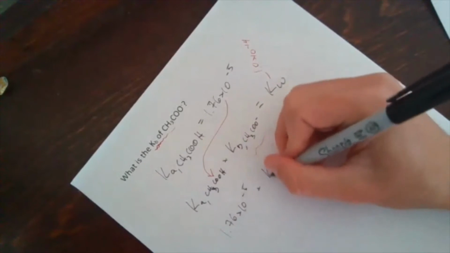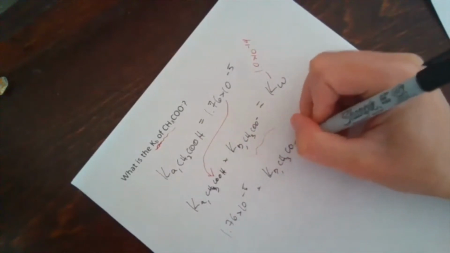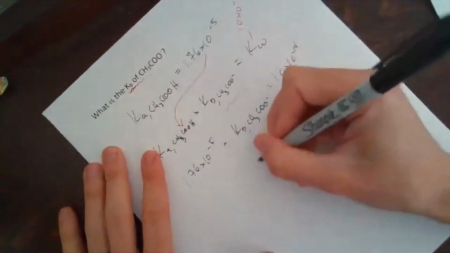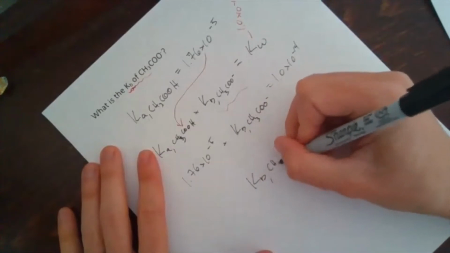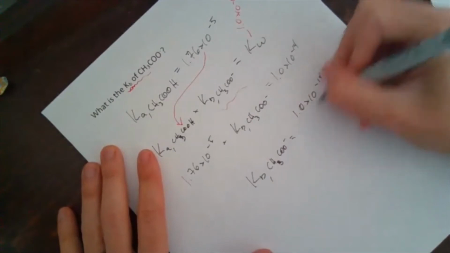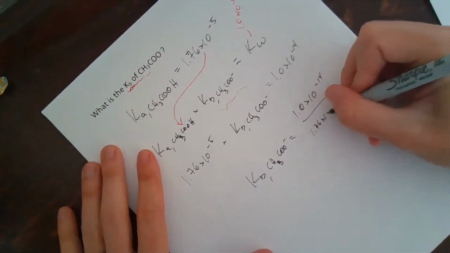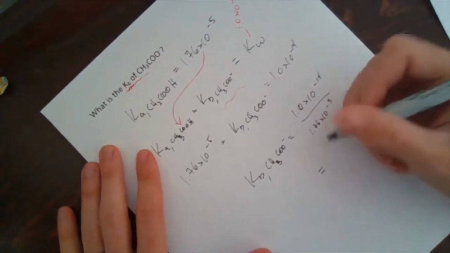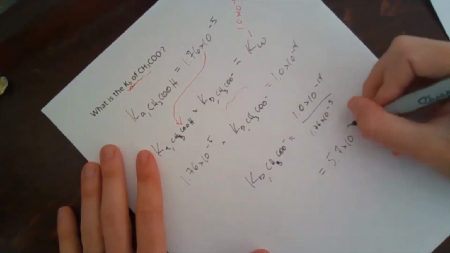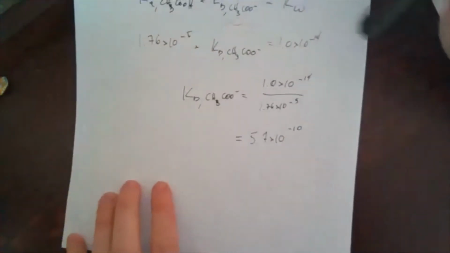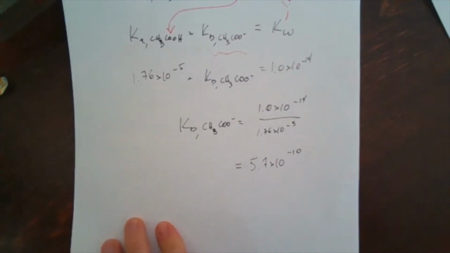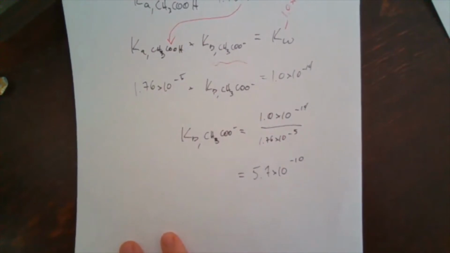1.76 times 10 to the negative fifth times the Kb of the conjugate base, acetate, is equal to 1.0 times 10 to the negative 14th. And I find that Kb of my base is equal to 1.0 times 10 to the negative 14 divided by 1.76 times 10 to the negative fifth, which is equal to 5.7 times 10 to the negative 10th. And so we only really make tables of the Ka values, and we can use those to compute whatever Kb value we would potentially want.